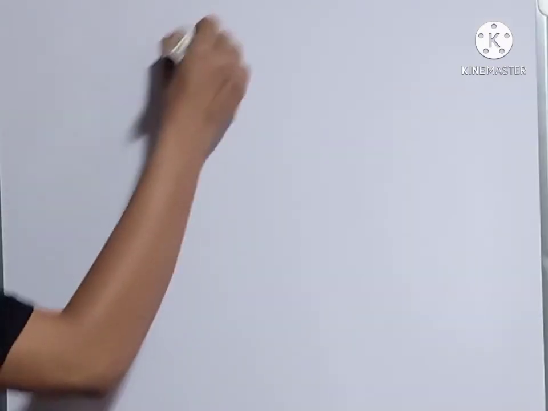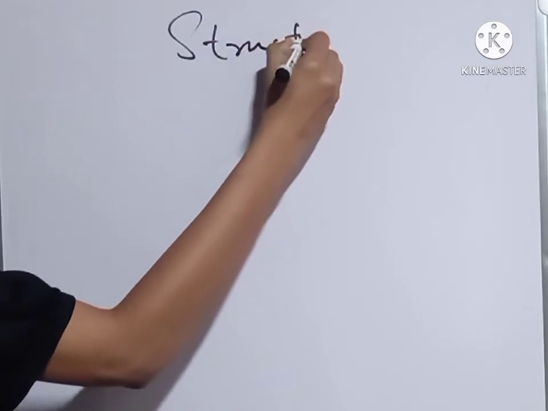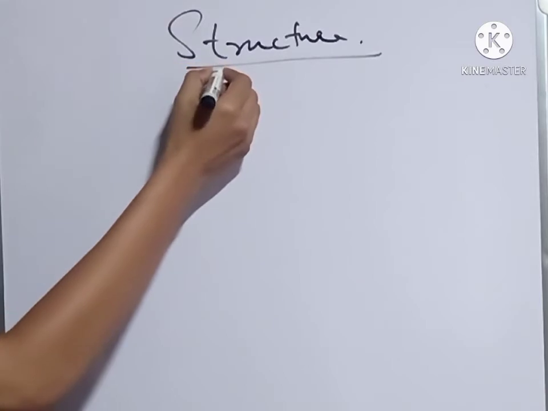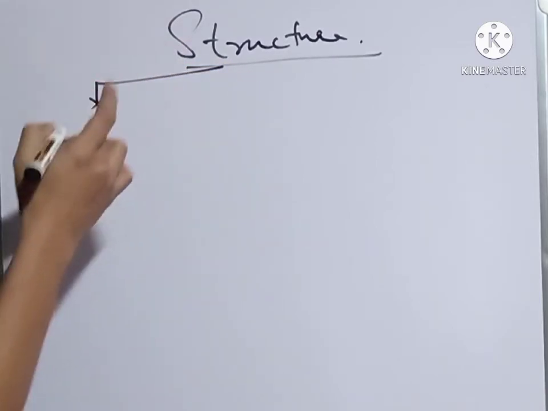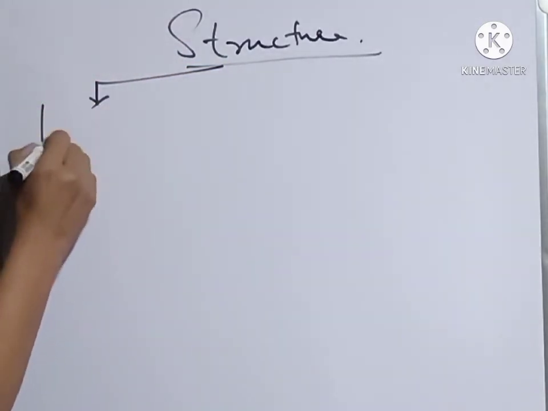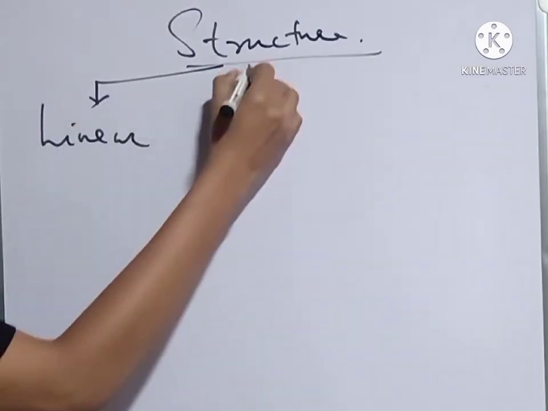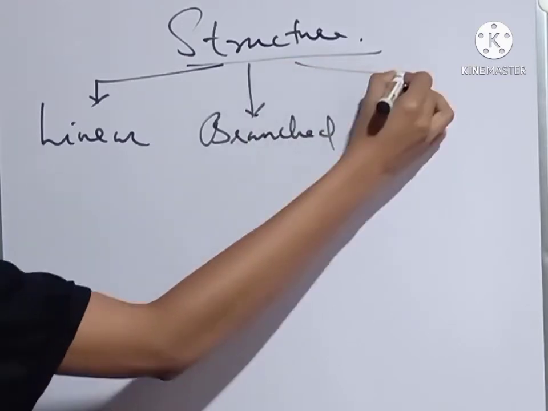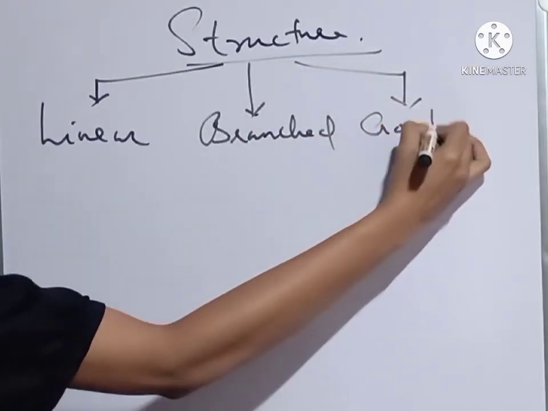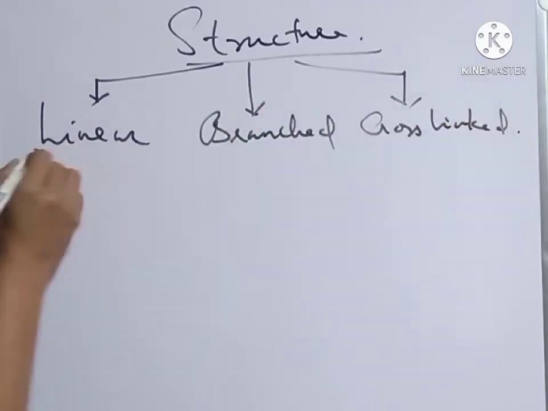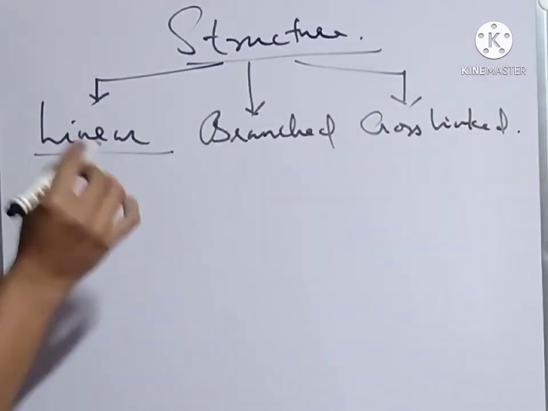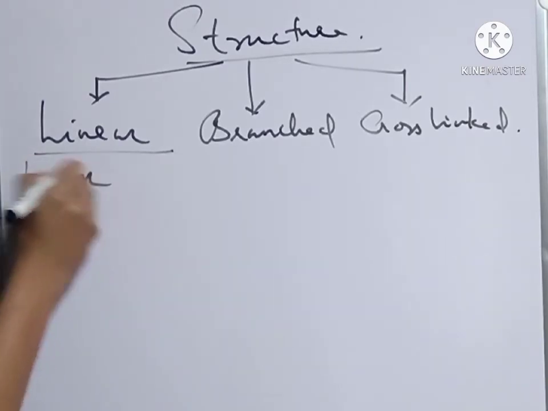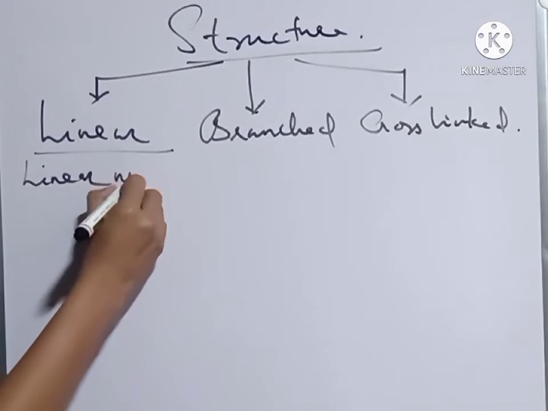The next classification is based on the structure of the polymer. We can classify polymers into 3 based on the structure. First one is linear polymer, then branched polymers, and the third one is cross-linked polymers. So linear polymers means monomers are arranged in a linear manner.